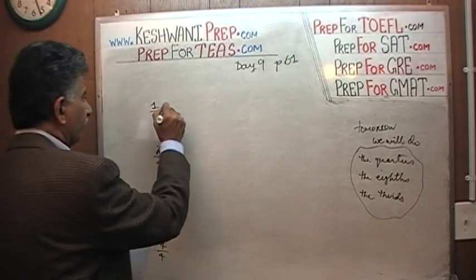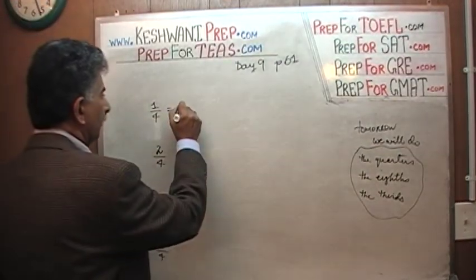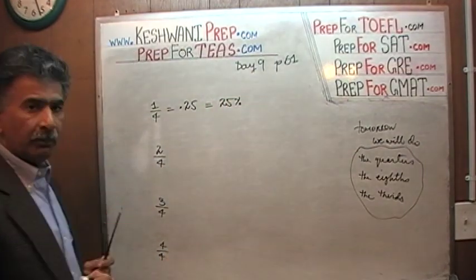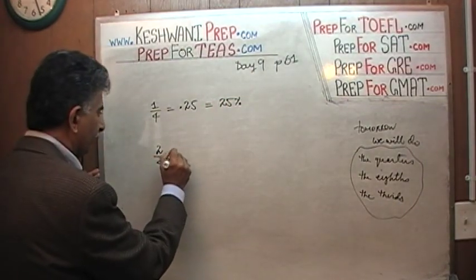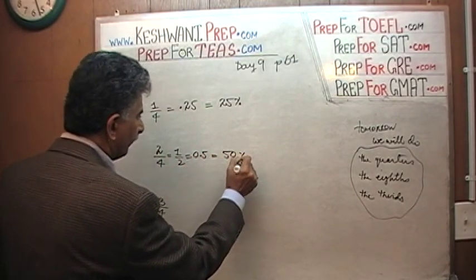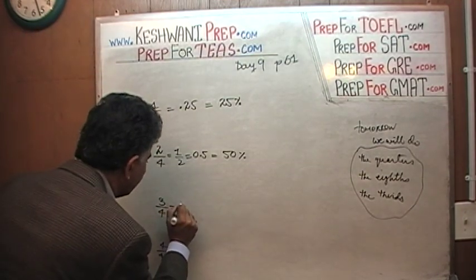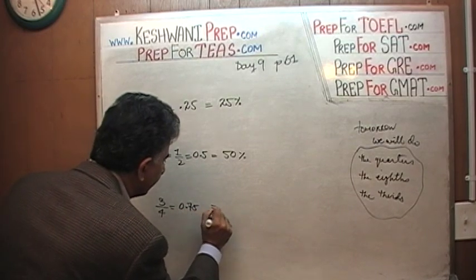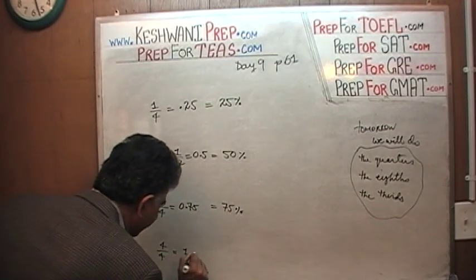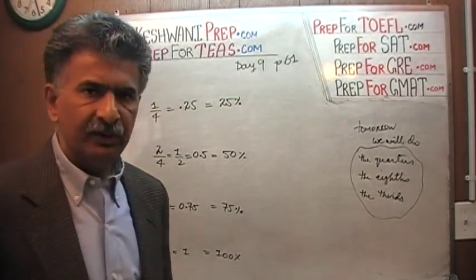1 quarter, of course, is very straightforward. A quarter, what is that in decimal? That's just 0.25, which is the same as 25%. What about 2 quarters? Well, 2 quarters is just half, which is 0.5 or 50%. And 3 quarters is also very straightforward: 0.75, which is the same as 75%. And finally, 4/4 is 1, which is 100%. So that part was very easy. We're done with the quarters. Let's deal with the eighths.